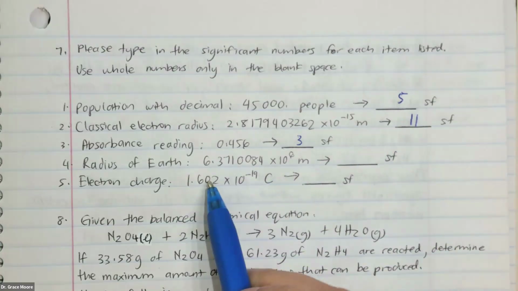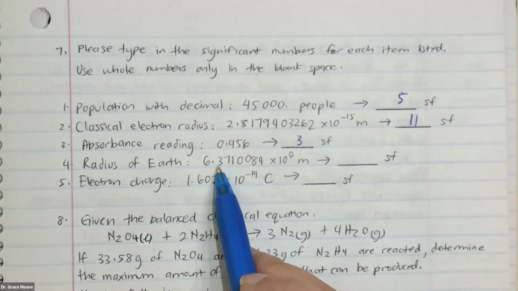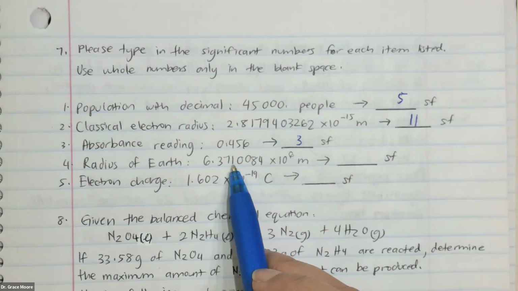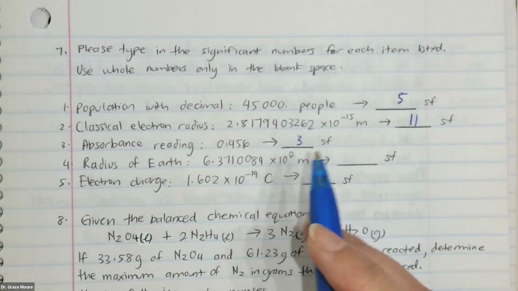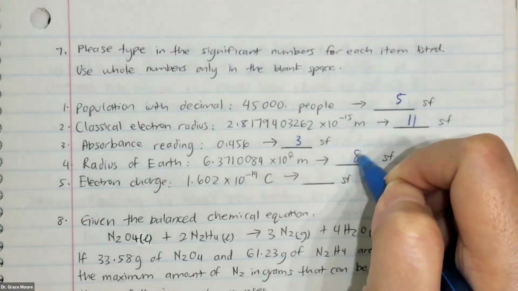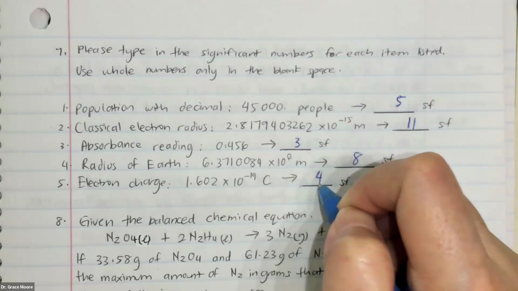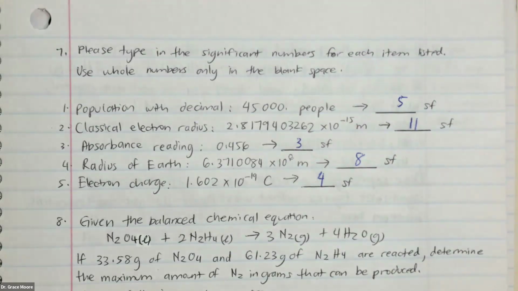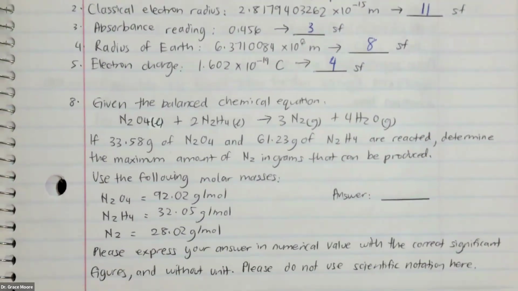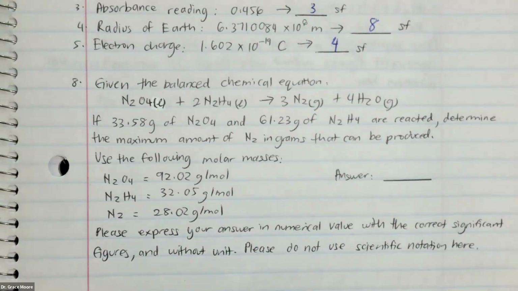Okay. And then let's look at this one. 1, 2, 3, 4, 5, 6, 7, 8. Okay, 8 sig figs. And then this one has 1, 2, 3, 4. 4 sig figs. Okay. All right. Let's go to the next question.